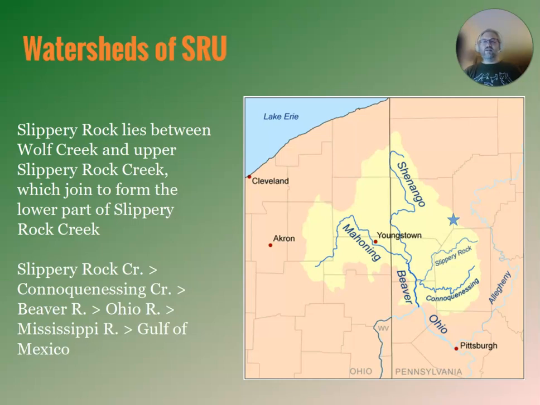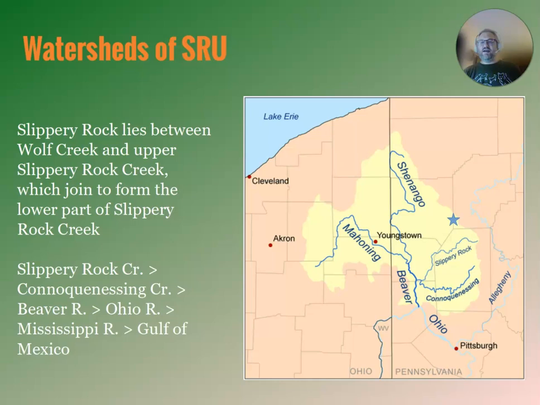So the town is going to be in either of those watersheds. Depending on where you are within the town, within our campus, you may be in the Wolf Creek watershed or the upper Slippery Rock Creek watershed. But those two streams eventually flow together to form the lower part of Slippery Rock Creek. So regardless of what side of town you're on, you're part of the larger overall Slippery Rock Creek watershed. Whether you are part of the sub-watershed for the upper part of Slippery Rock Creek or the sub-watershed for Wolf Creek, you're part of the Slippery Rock Creek watershed as a whole.